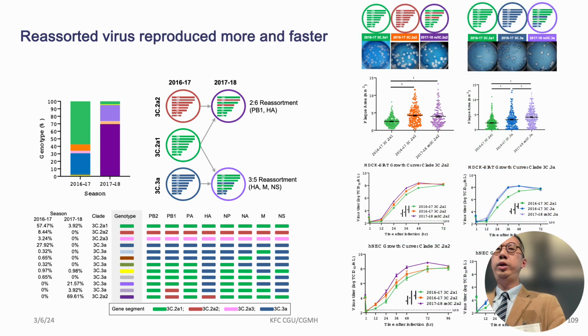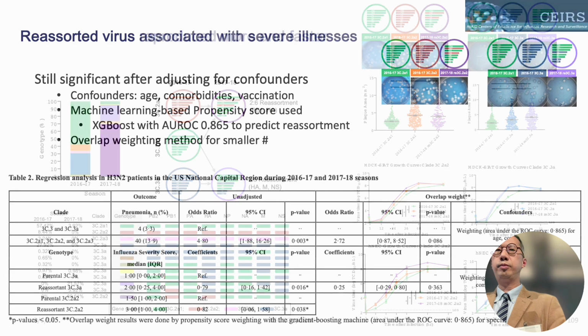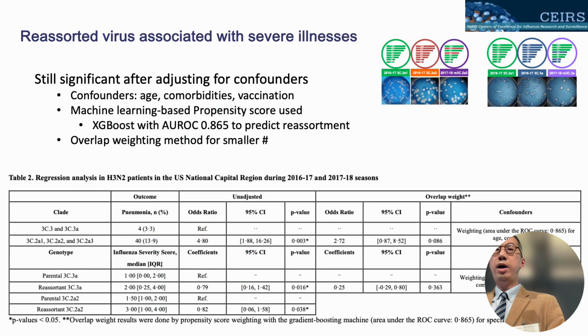The reassorted H3N2 virus not only replicated more effectively in the lab settings, but also showed a significant association with severe outcomes, both before and after the application of machine learning methods to adjust for confounders in our study, allowing us to more accurately assess their impact on disease severity.